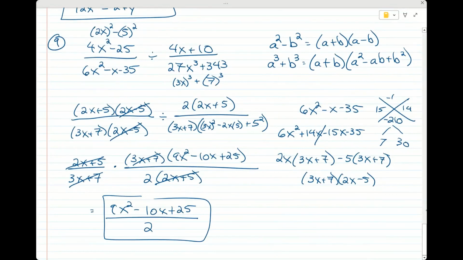Yeah, question? When you factored the sum of cubes, I think the 27... What did you get? Yeah, so this turns into this. The 3x to the third is the a term. The 7 is the b term. So when we go to do this, it's going to be the a plus b. And then a squared, opposite sign, ab, always positive b squared.